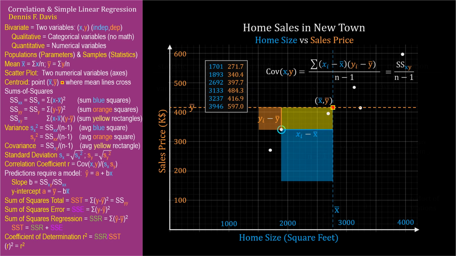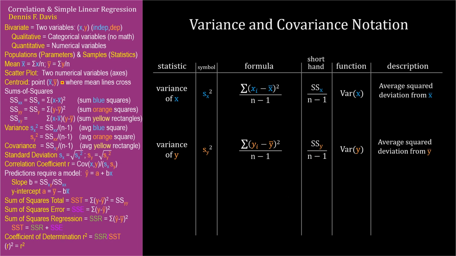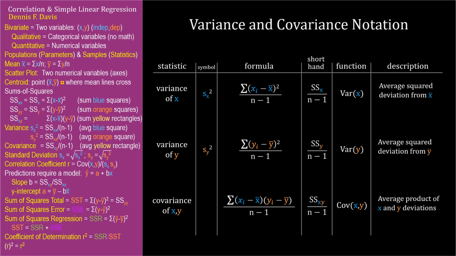Here's a variance and covariance summary chart. The first row has formulas and symbols for the variance of x, the variance of y, then covariance of x and y. This table introduces a new functional notation for covariance, COV. The arguments are the two variables, so this is the covariance of x and y. You're likely to encounter this notation since there isn't really a symbol for covariance like these for variance.